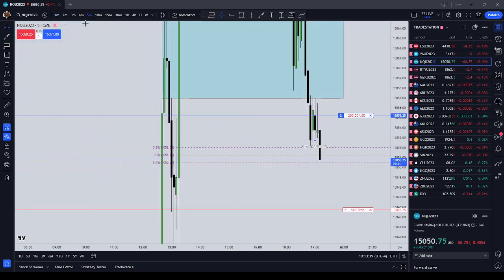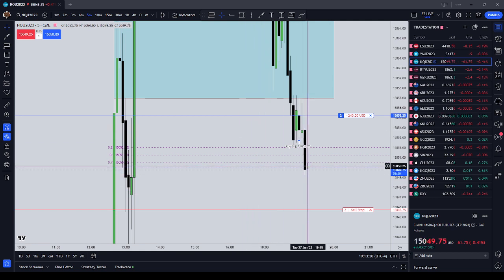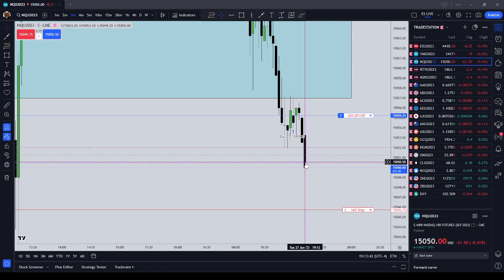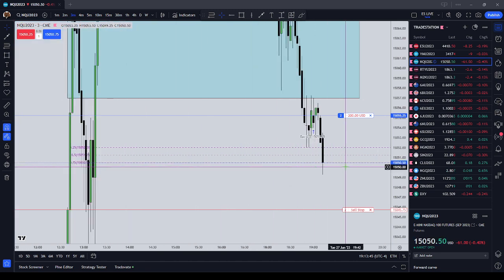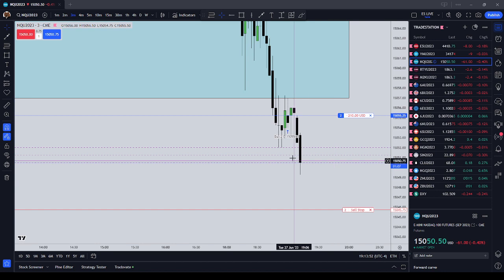Looking like it doesn't want to cooperate. The idea is not invalid just yet because we haven't had a 5 minute close. We could still get like a 4 minute, 3 minute close that starts to respect this order block. We now have an inefficiency higher, breakaway inefficiency right there. Price might want to curl right back to basically my entry.